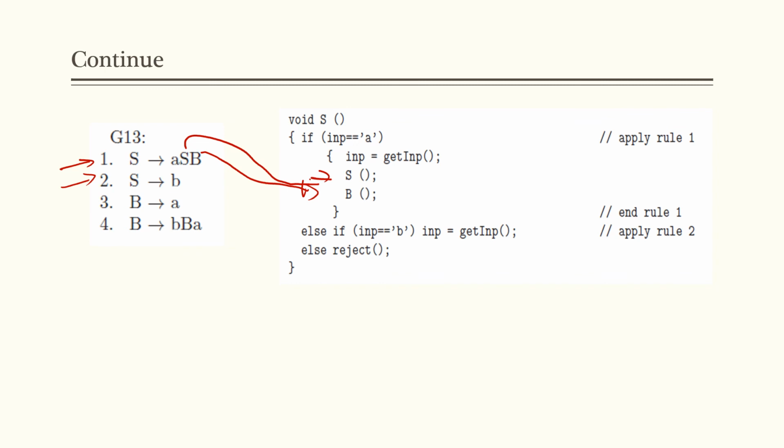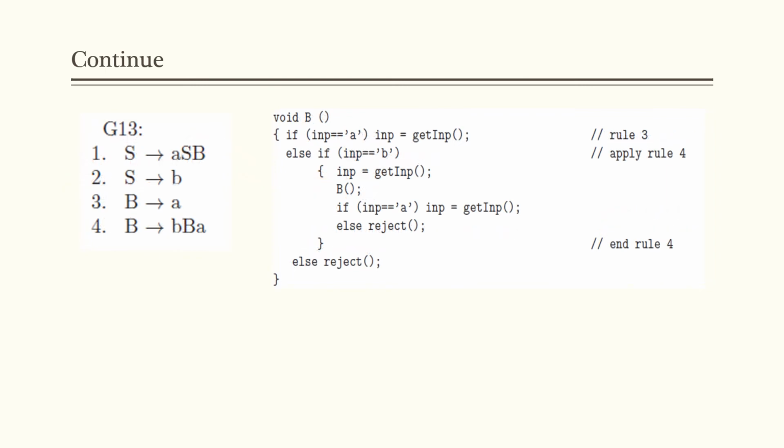Else, if the input is P, which means the second rule, then get the input. So read the input here. Otherwise, reject. That means if not A, if not P, then it should be rejected, because we only accept A and P. So that is the method for S.